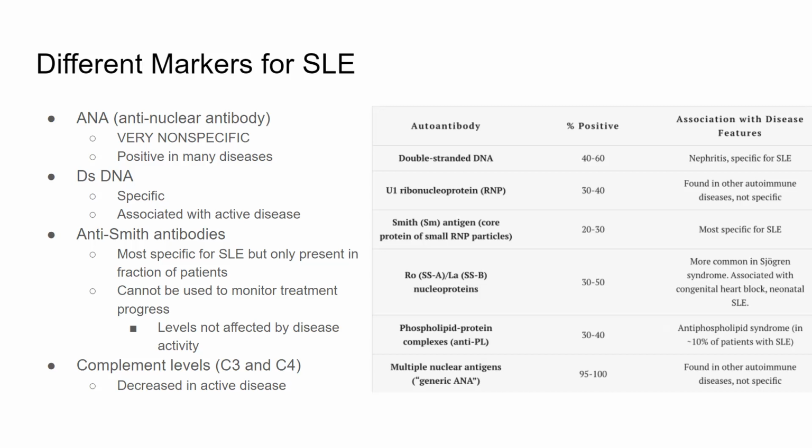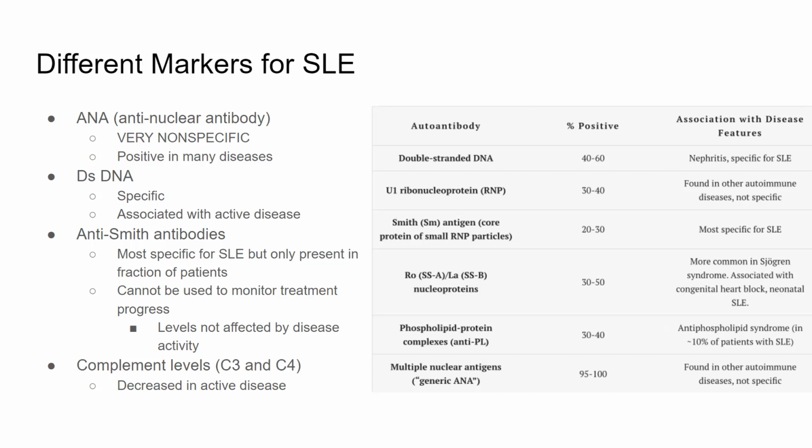But the other ones, I don't know if Dr. Hurley went over this very much, but I want to say that we had a couple questions about it from probably Dr. Hurley as well as in cardio or something. So you have double-stranded DNA. This is one of the markers that you can use, and it's specific for lupus, and it's associated with active disease. So it will be present if the patient is having a lupus flare.